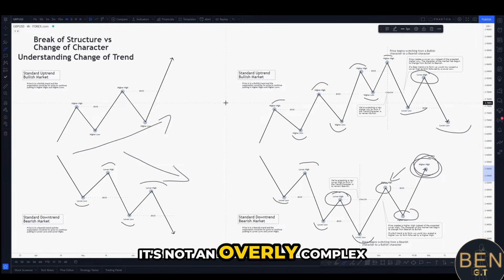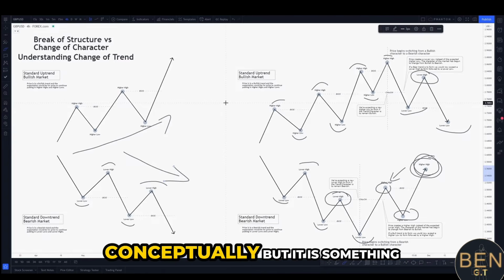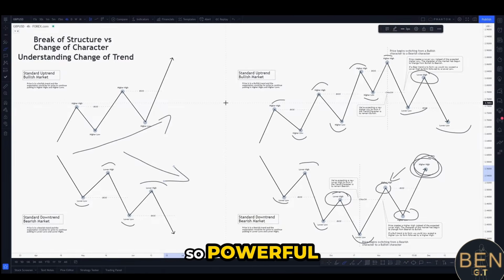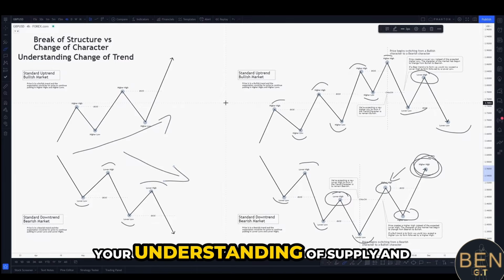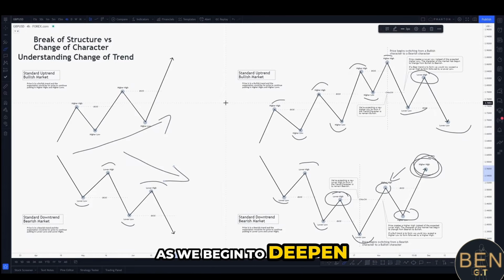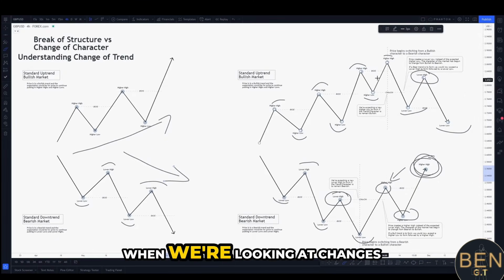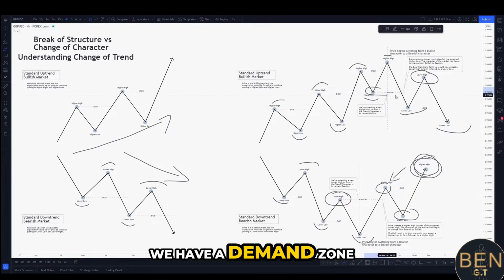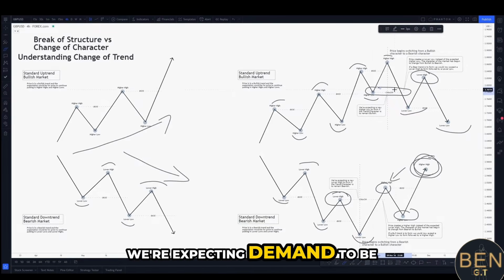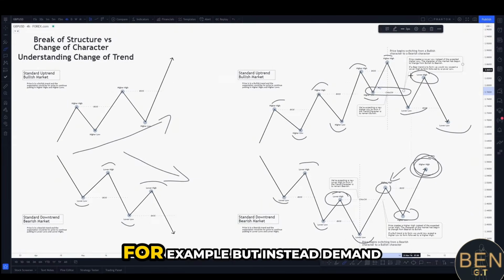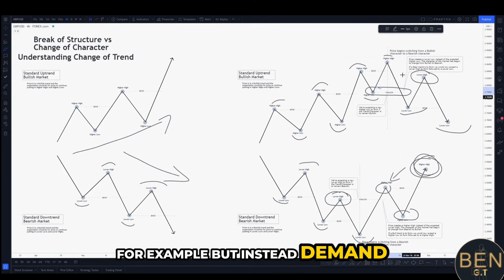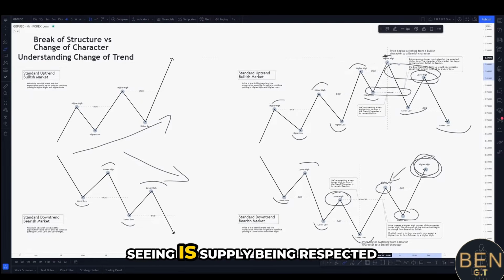It's not an overly complex concept to understand conceptually, but it is something so powerful and something that we're going to be using a heck of a lot as we begin to deepen your understanding of supply and demand, as we begin to deepen all of the concepts being put together. Because what we can start to see when we're looking at changes of character, we have a demand zone. We're expecting demand to be respected for price to put in a higher high, for example, but instead demand fails, and what we end up seeing is supply being respected.